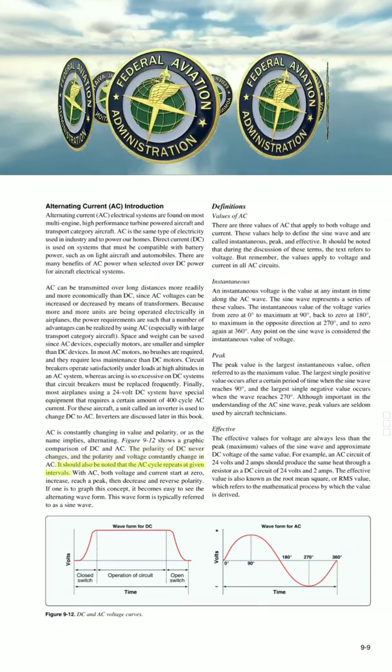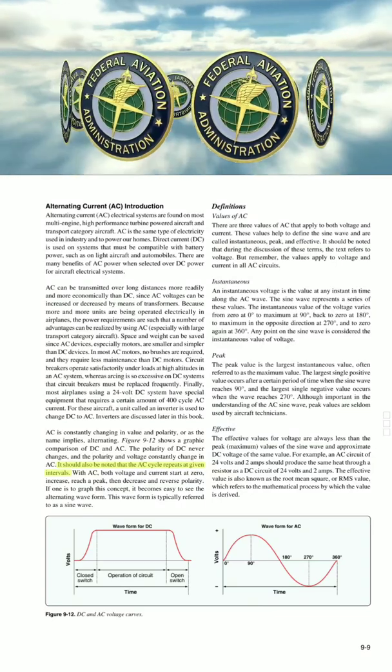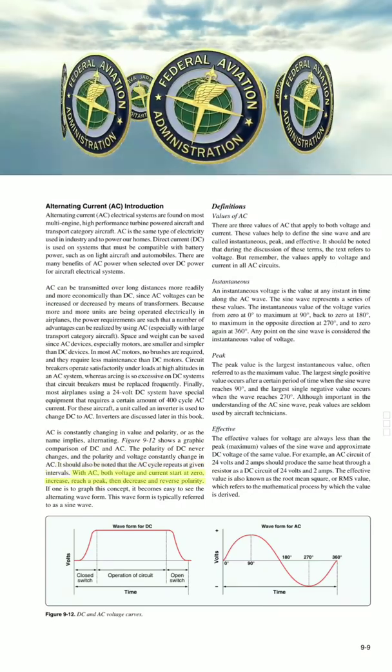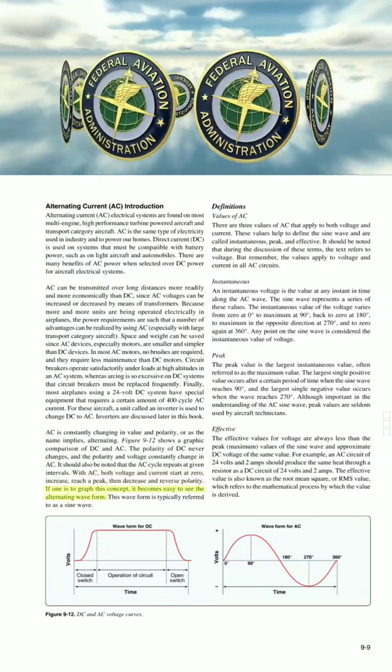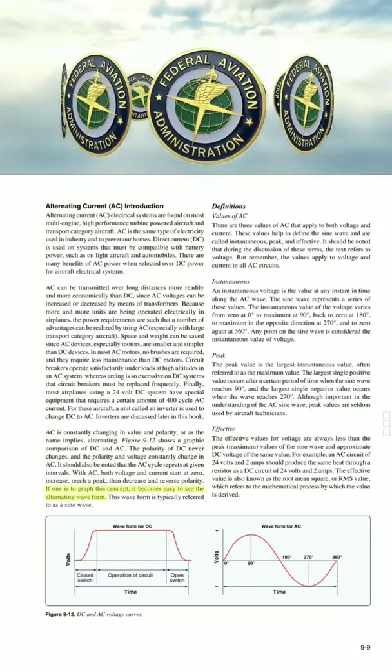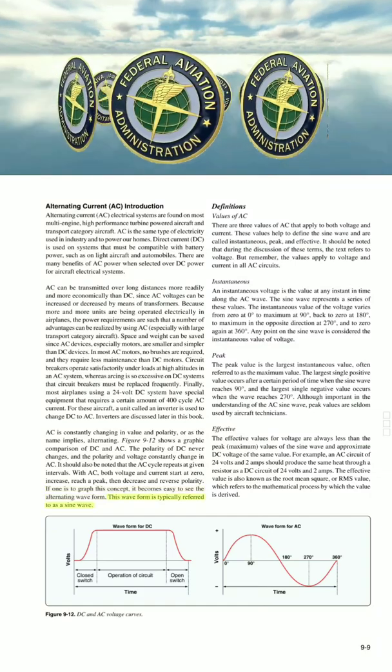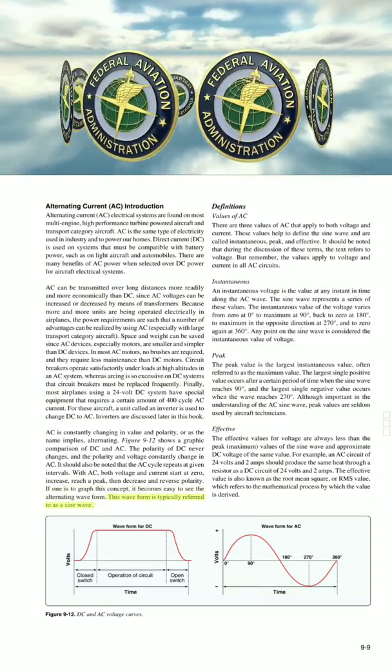It should also be noted that the AC cycle repeats at given intervals. With AC, both voltage and current start at 0, increase, reach a peak, then decrease and reverse polarity. If one is to graph this concept, it becomes easy to see the alternating waveform. This waveform is typically referred to as a sine wave.